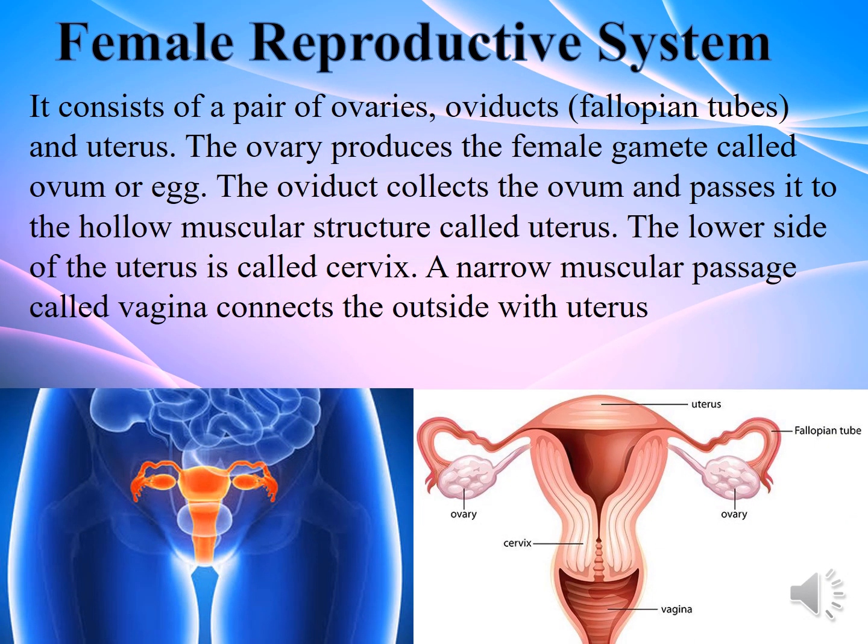Moving on to female reproductive system. It consists of a pair of ovaries, oviducts or fallopian tubes, and uterus. The ovary is the female reproductive organ and it produces the female gamete or female reproductive cell called ovum or egg. The oviduct collects the ovum and passes it to the hollow muscular structure called uterus. The lower side of the uterus is called cervix. A narrow muscular passage called vagina connects the outside with uterus.